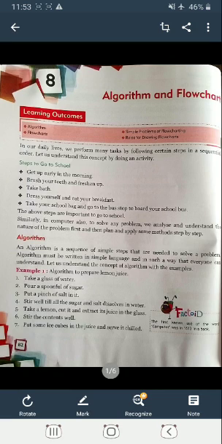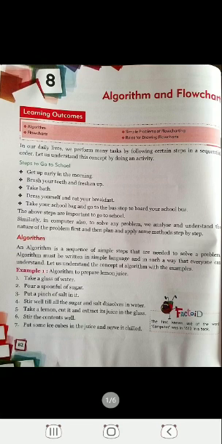So what is an algorithm? An algorithm is a sequence of simple steps that are needed to solve a problem. When you are doing a mathematical calculation of two numbers, like when you add two numbers, you first take one number and then the other, and then in the third step you add both the numbers, and the fourth step is your result. So this is the step by step process to add two numbers. So an algorithm is a sequence of simple steps that are needed to solve a problem. An algorithm must be written in simple language in such a way that everyone can understand.